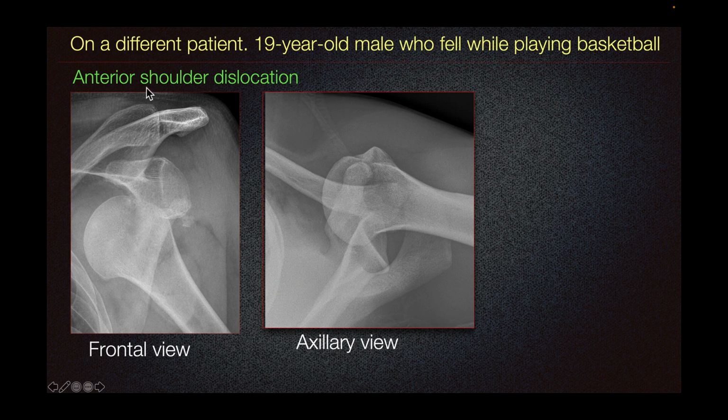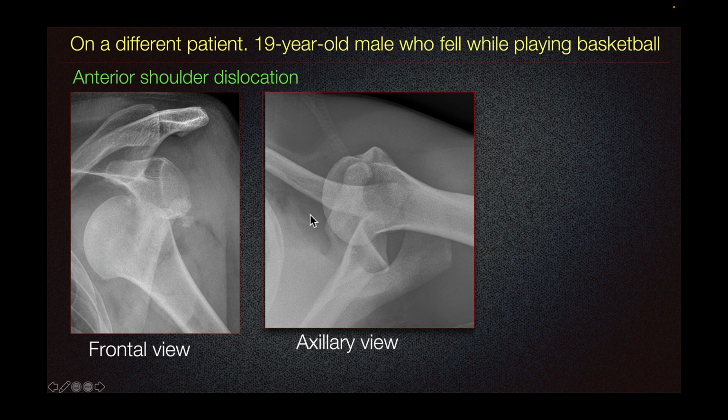Anterior shoulder dislocation is the most common type of shoulder dislocation. Here we can see that the humeral head is dislocated from the glenoid. We can see some osseous fragment at the inferior aspect of the glenoid consistent with osseous Bankart. And then we can also see some subtle flattening of the superolateral aspect of the humeral head.